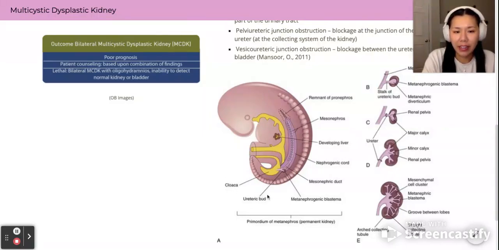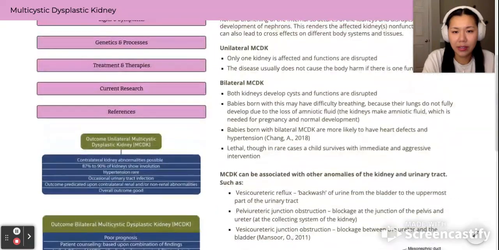MCDK was a result of a primary deficit in the ureteric bud that we see right here, and the failure of coordination between this and the metanephric mesenchyme, also in this image the blastema. It results in abnormal development of the collecting duct, overall loss of functional nephrons, and the formation of those cysts.